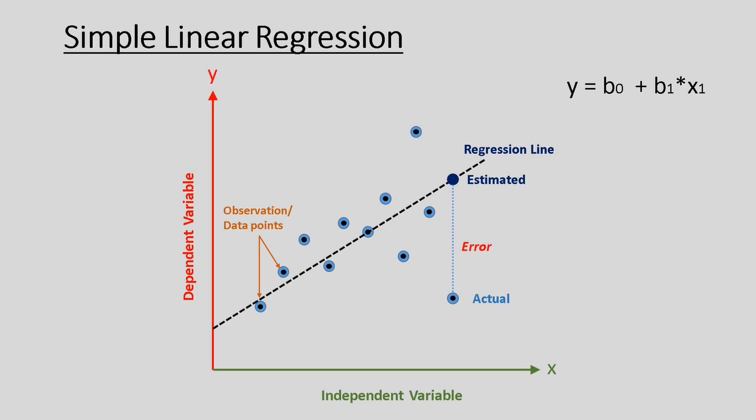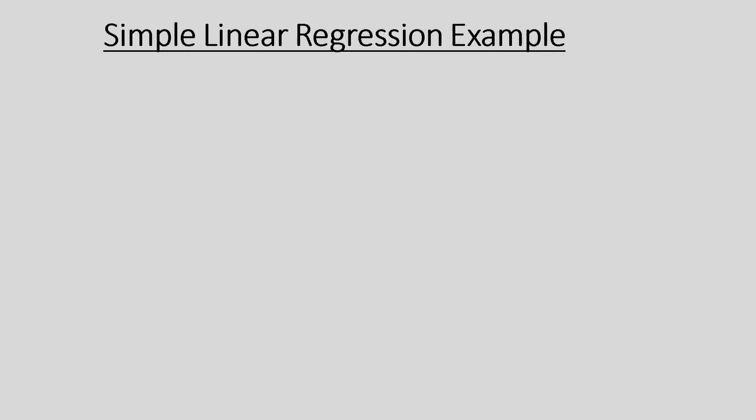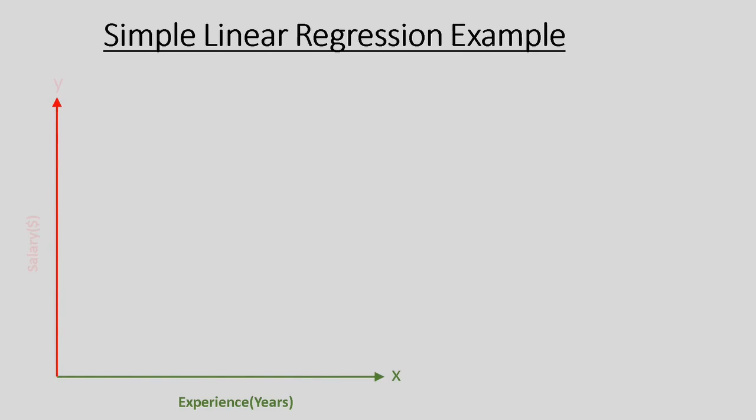Now since the data points are scattered all over the graph, there are multiple such errors that can occur in the data points. Now our main objective in regression is to minimize this error as much as possible. Now let us understand more about simple linear regression through a real life example. Here we have employee data with the experience on the x-axis, that is in years, and on the y-axis we have salary in dollars.